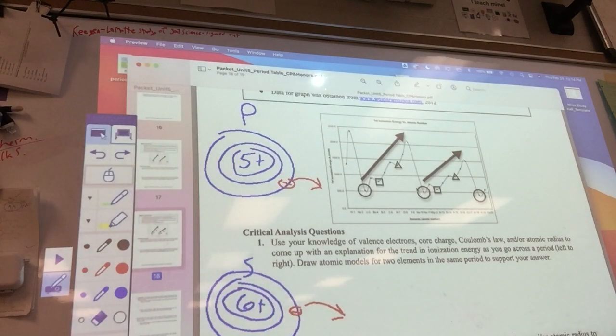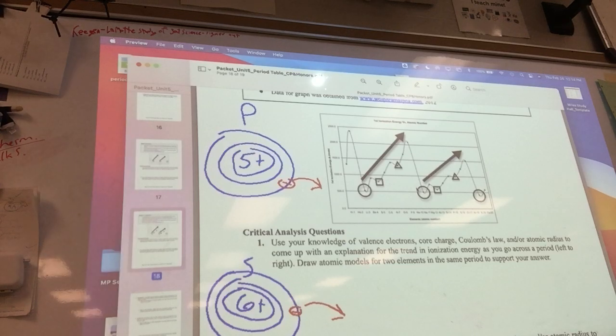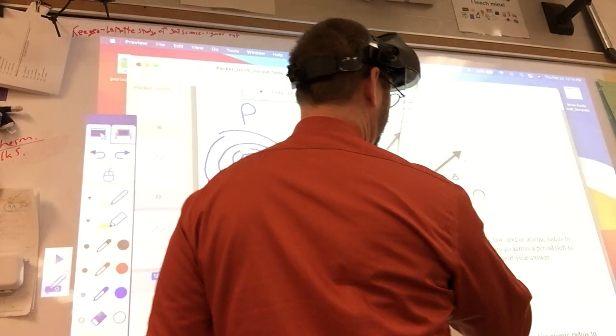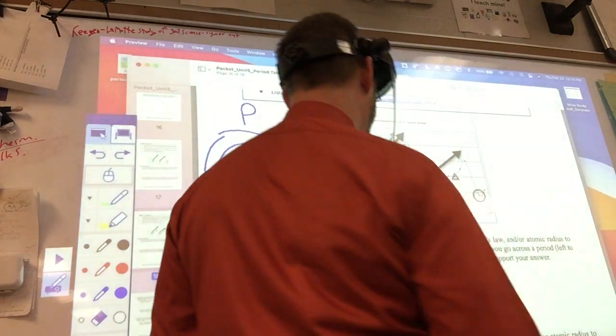Which one of these should have a higher ionization energy? We'll go 5 for phosphorus or 6 for sulfur. Which should take more energy to rip off the electron? Phosphorus or sulfur? Good show of fingers. Yeah, it definitely has to be sulfur, right? +6 is more attractive. But when you look at the data, something seems a little off. That's really hard to read.